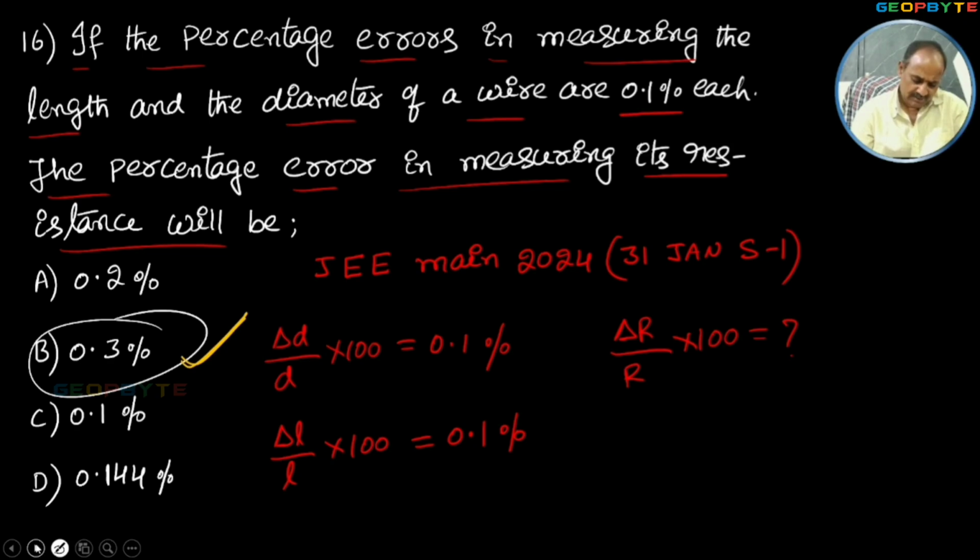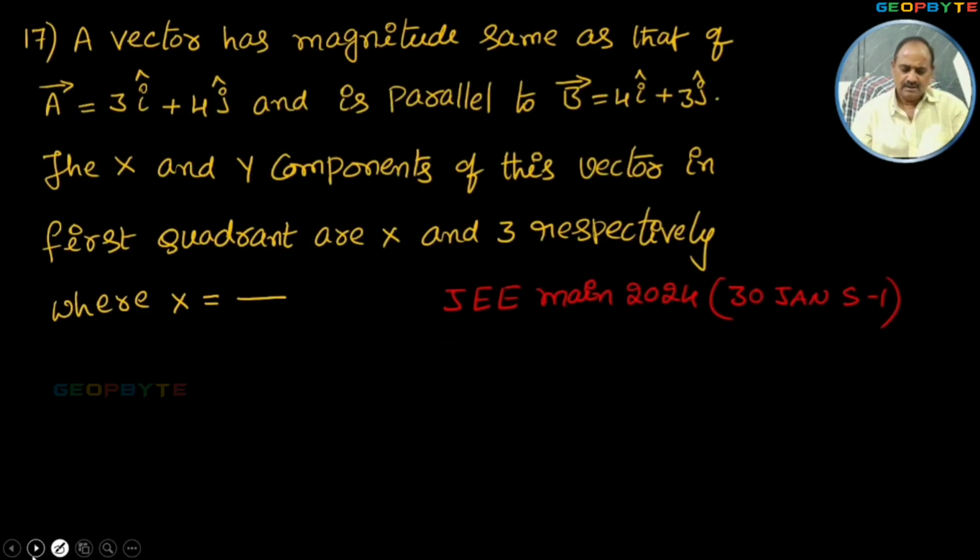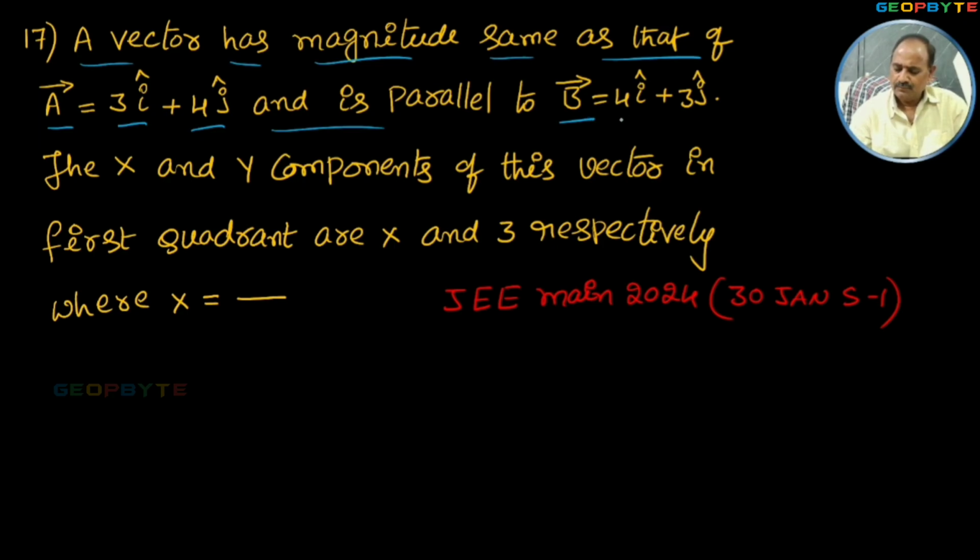Similarly, let us take another question. Try to read it clearly. It is asked like this. A vector has the same magnitude as that of A bar equal to 3 i cap plus 4 j cap and is parallel to B bar equal to 4 i cap plus 3 j cap. The x and y components of this vector in the first quadrant are x and 3 respectively. What is the value of this x? That is the question, right?